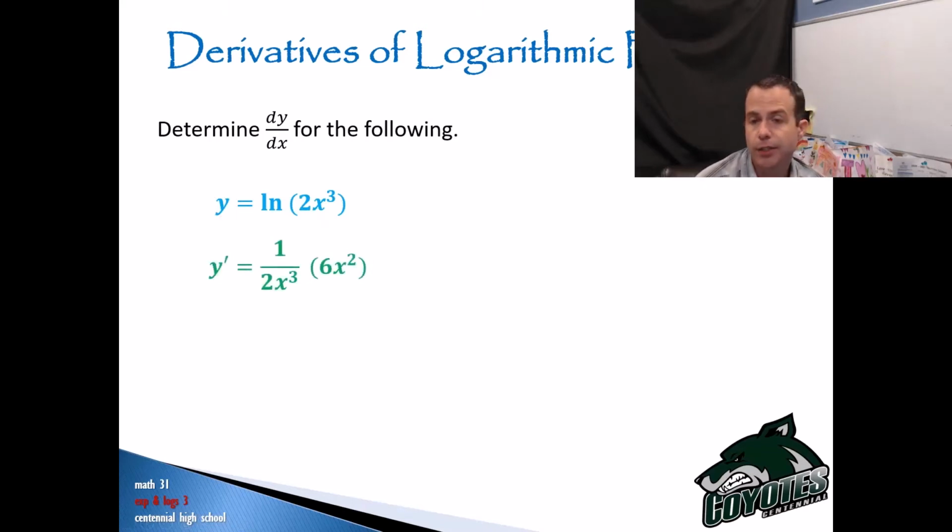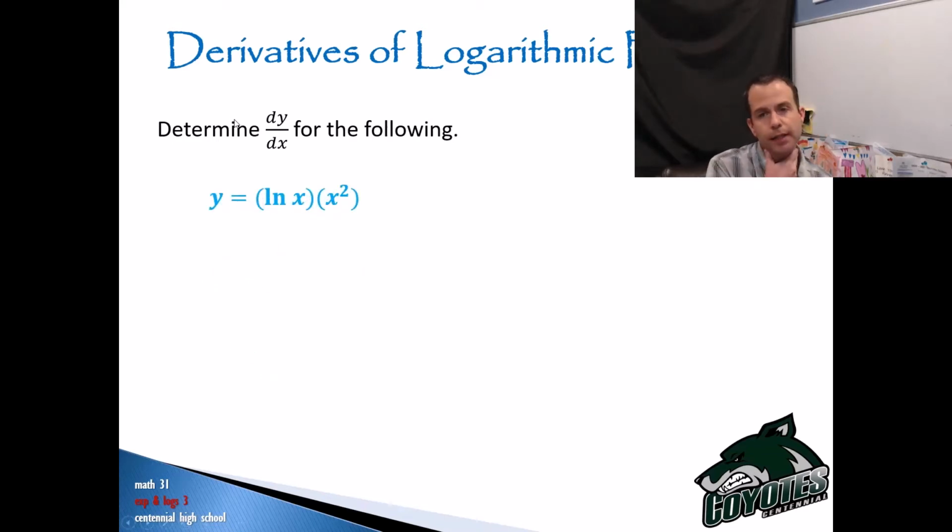Okay, now I just want to clean this up. That 6x squared can go on the top. 6 over 2 is 3. And x squared over x cubed, I'd have an x on the bottom. So the simplified version would be the derivative of y is 3 over x. Okay, that's the sort of stuff we're going to do today. Easy peasy.